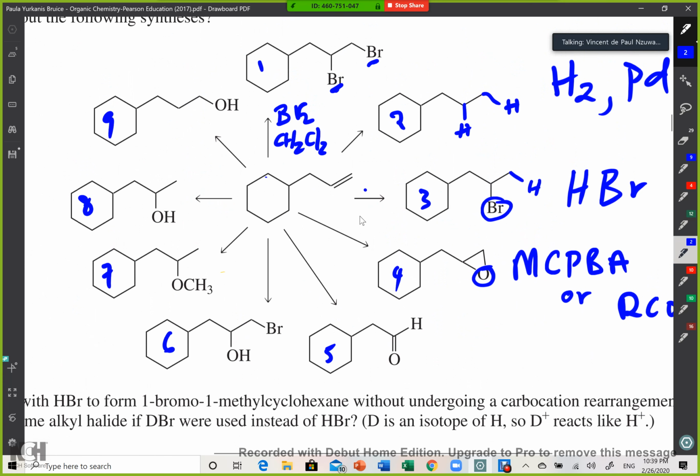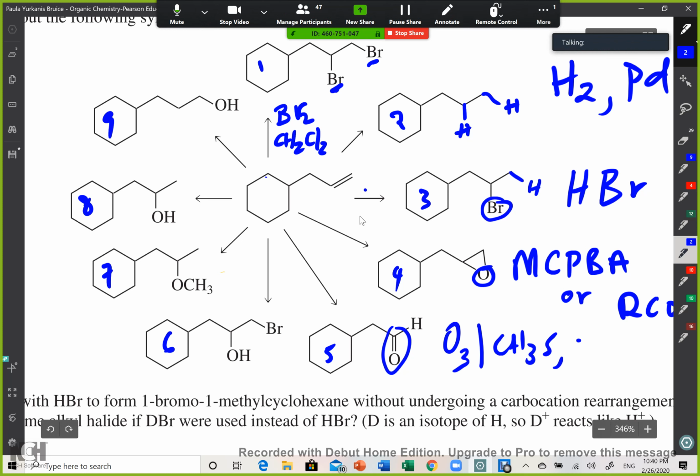Reaction number five, because we are forming a carbonyl, there is only one reaction that we know in class that forms a carbonyl, and that is ozonolysis. So that will be ozone followed by zinc. That's our ozonolysis.